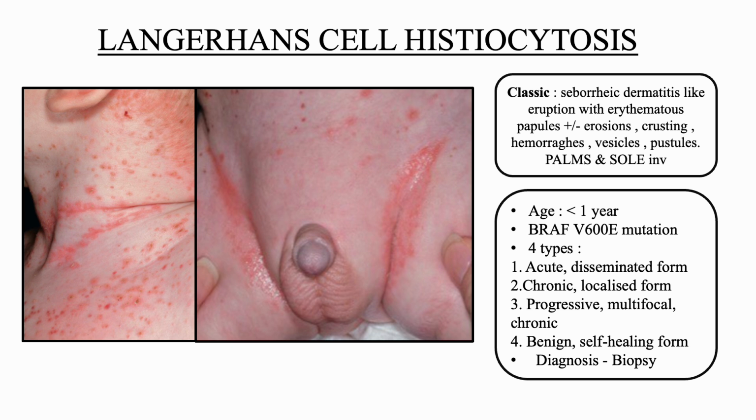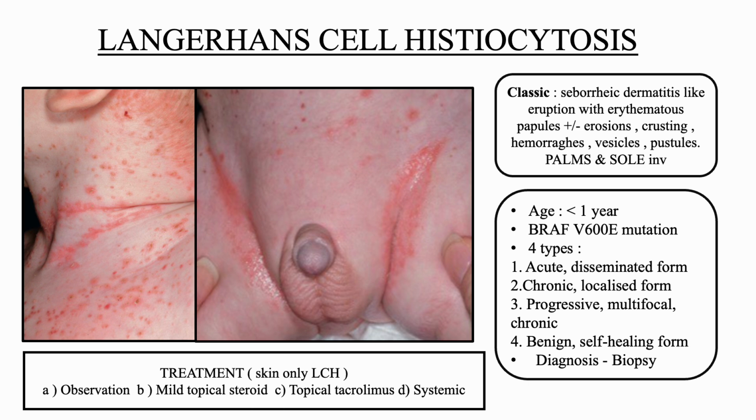There are 4 types: acute, chronic, progressive, and benign. Diagnosis is made by biopsy, in which we will see infiltration of typical Langerhans cells. In the treatment where skin is only involved, we can do observation, mild topical steroids, topical tacrolimus, and systemic agents like vinblastine or vincristine can be tried.